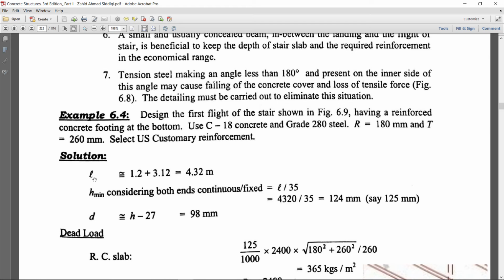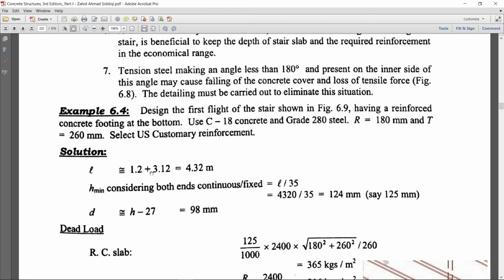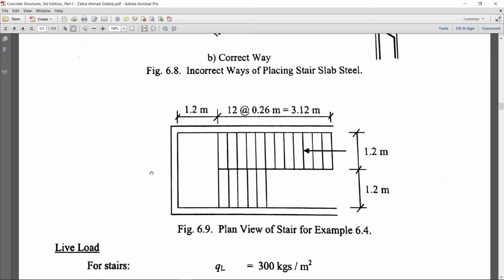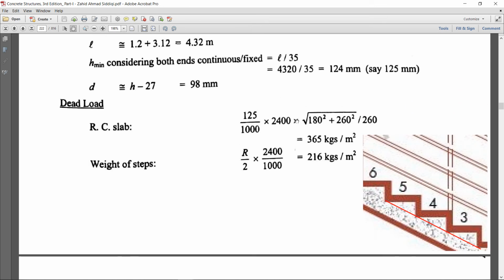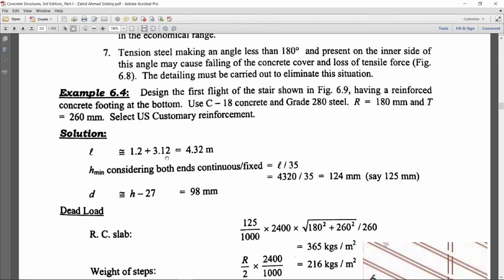Okay, so let's first calculate the total span length. So there are 12 steps of 260 millimeter tread. So 12 into 0.26 meter means the length is 3.12 meter for the steps, and the landing is 1.2 meter. So the total length is 1.2 plus 3.12 meter. So total length of the stair slab is 4.32 meter.